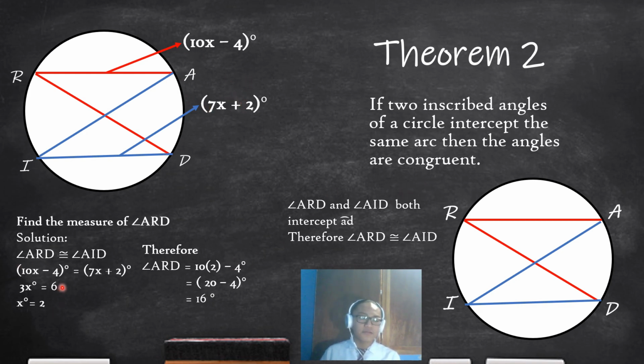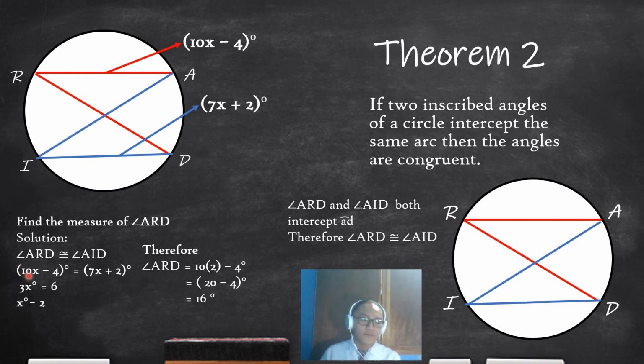So in our solution, we will be putting in angle ARD congruent to angle AID. So here we are finding the measure of angle ARD. So next we will be substituting the value of angle ARD, which is 10x minus 4, equals the given of AID, which is 7x plus 2. Sorry.